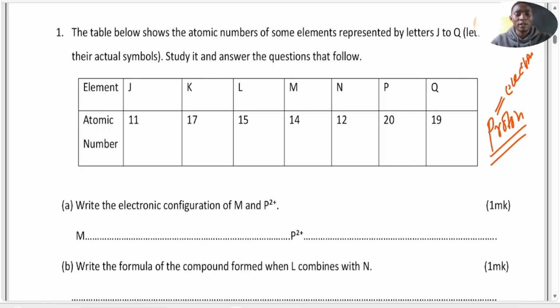So the electron configuration of J shall be 2:8:1. This is because 11 protons equals 11 electrons. For 17, it shall be 2, 8, 7. 15, it shall be 2, 8, 5. 14, 2, 8, 4. 12, 2, 8, 2. 20 shall be 2, 8, 8, and then 2. The 19 shall be 2, 8, 8, 1.